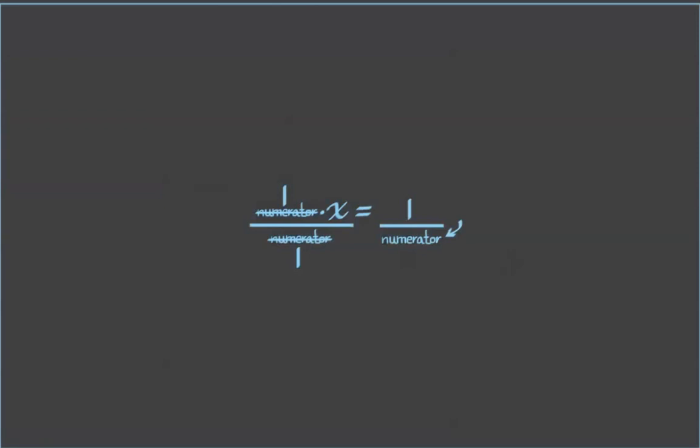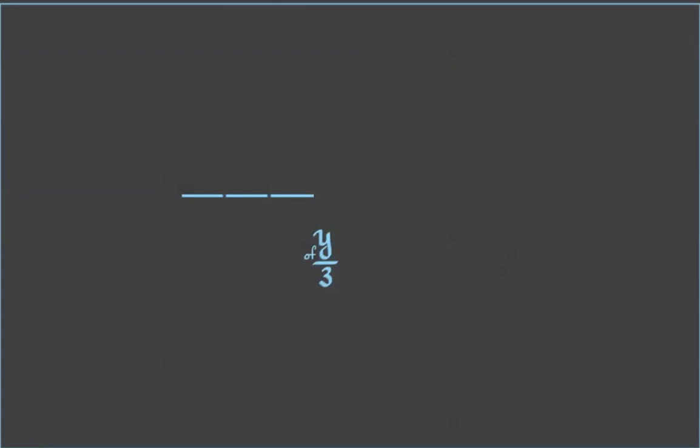Pretty neat, huh? Likewise, if only 1/3 of an unknown was 2, then 3 of those thirds must be 6. And this is how you solve for variables whose denominators are not 1. You simply multiply whatever is in the denominator in the numerator.